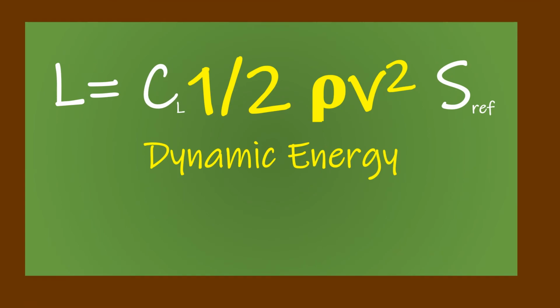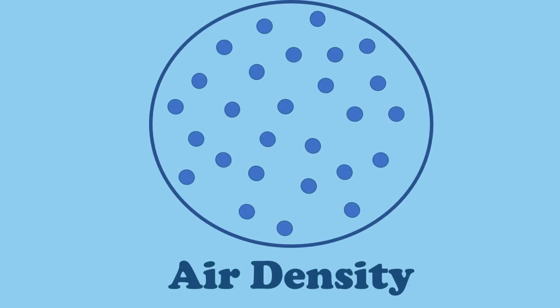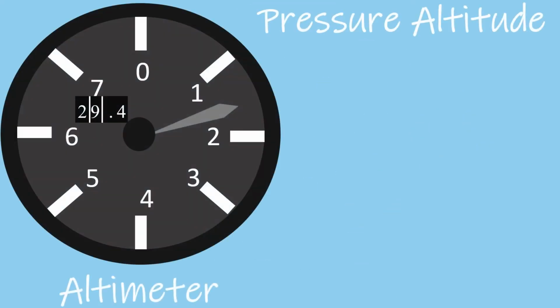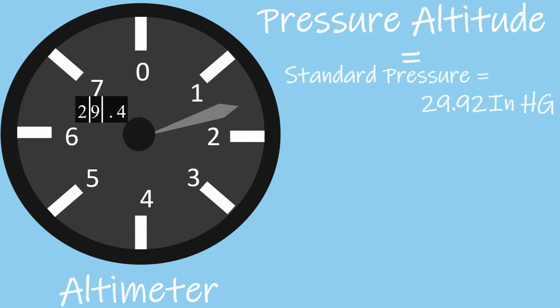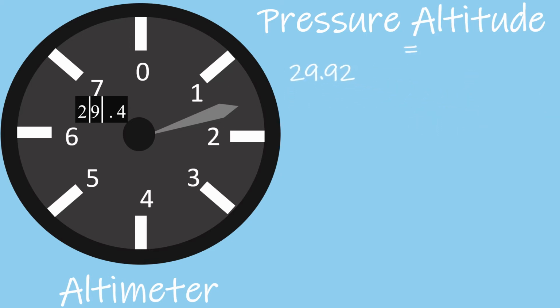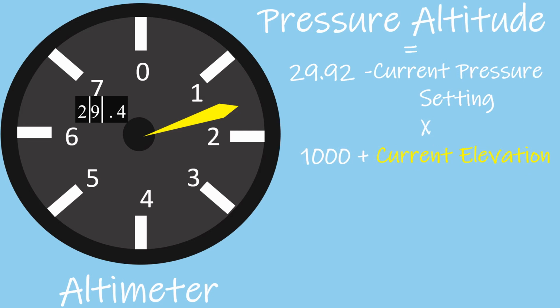Next, we will learn how to calculate dynamic energy. First, we will need to calculate the rho, or air density. To find the air density, you will first need to find the pressure altitude. Pressure altitude is equal to the standard pressure, which is 29.92 in inches of mercury, minus the current pressure setting, times 1,000, plus current elevation. This will give you the pressure altitude.